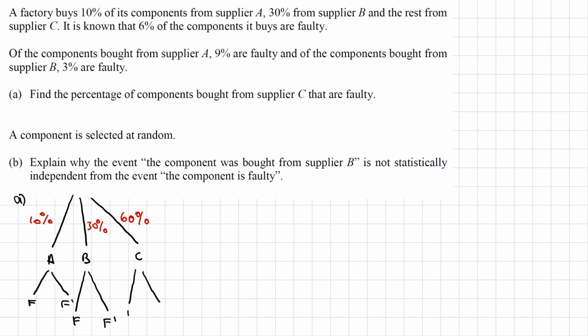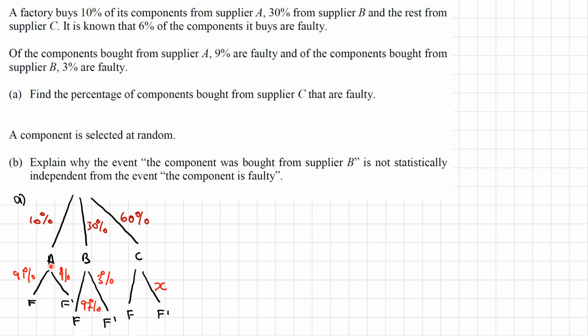So starting with supplier A, I've been told that 9% are faulty. Okay, so let's put 9% being faulty here, which means that 91% are not faulty. At supplier B, I'm told that 3% are faulty. So that means that 97% are not faulty. And I need to find the percentage of components bought from supplier C that are faulty. I'm going to call that X.